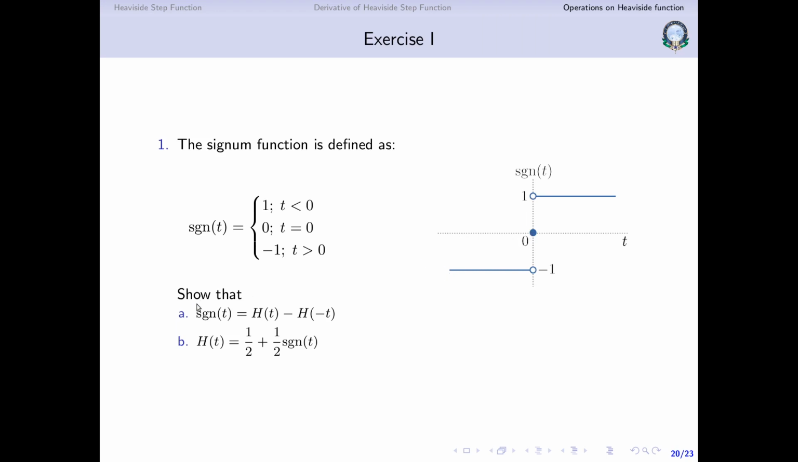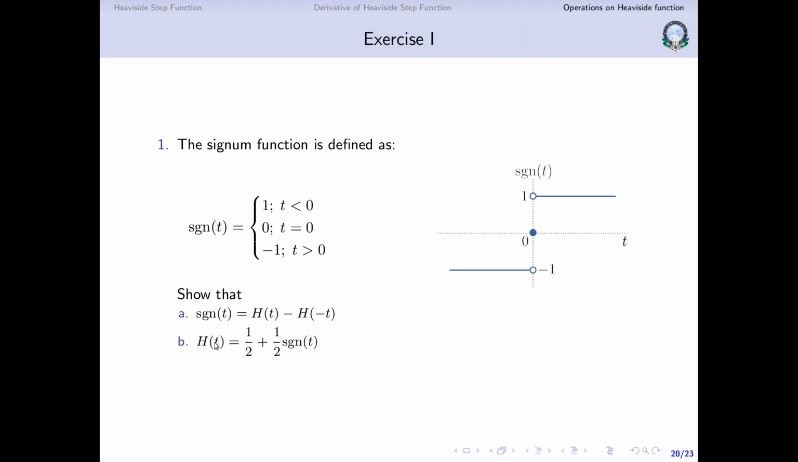So the question is, you have to basically prove this. We have to show that the signum function can be written as the difference between two Heaviside step functions. One Heaviside step function is h of t, and the other is h of -t. Now the hint is, look at the discussion on the orientations of the Heaviside step function. Here I have put a minus sign on the argument of the Heaviside step function. That will give you the orientation, and from there you can show this very easily.